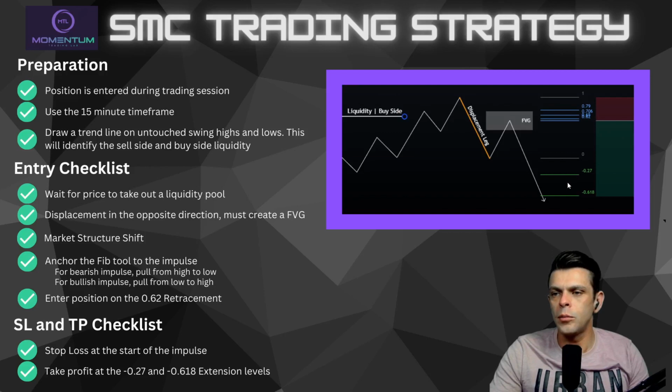And for our TPs, we'll look at the negative 27% extension level and the negative 62% extension level. So you can take off half of your position right there, put your stop loss to entry, and then close the entire position at the negative 62% extension level.